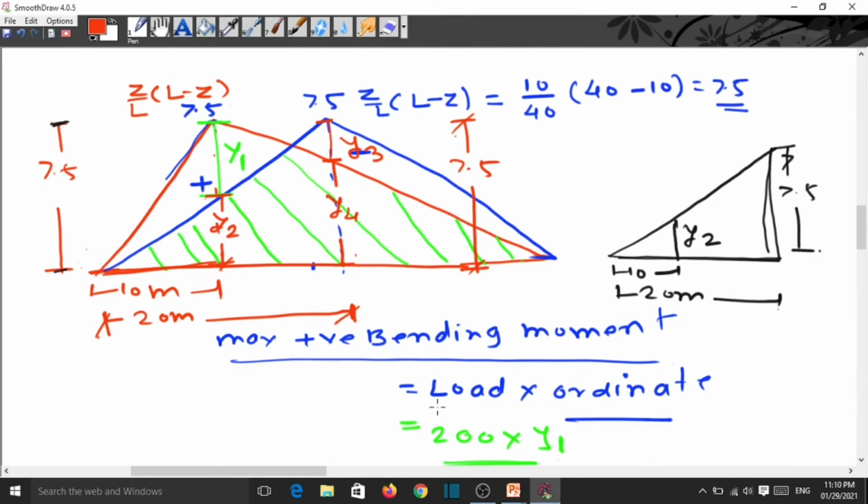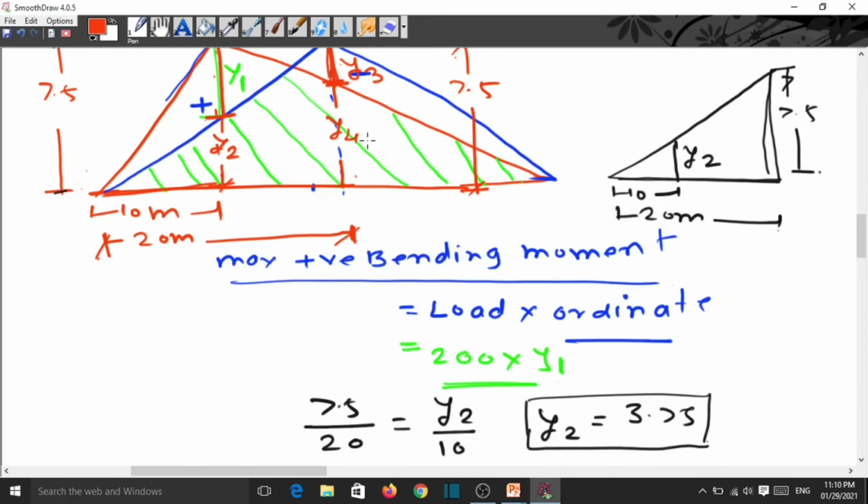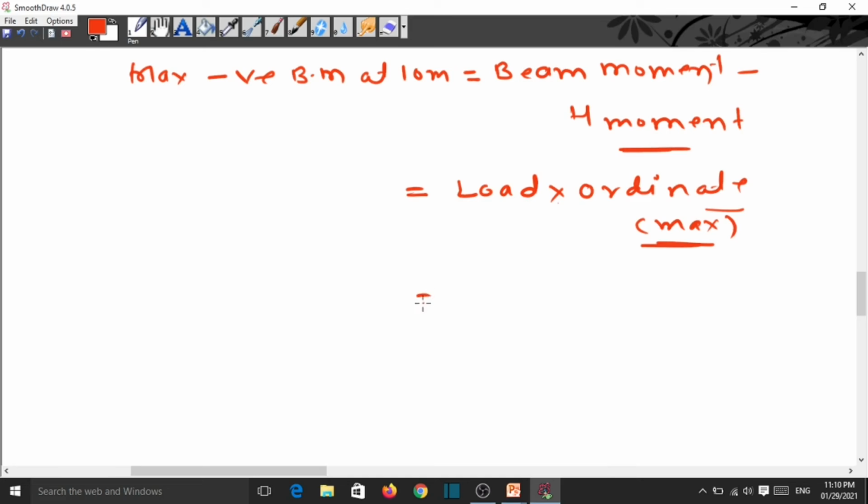So here is our diagram. Here is the maximum ordinate at this location. So load into this ordinate. We have to keep the load here, 200 kilonewton. In the previous case also, we put the load here, 200 kilonewton, so this load into the maximum positive ordinate gives the maximum positive bending moment. In the case of negative, this load into the maximum negative ordinate, that is y3. So that is equal to 200 into y3.